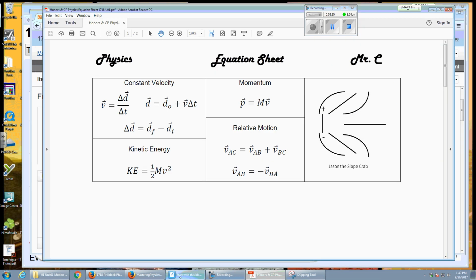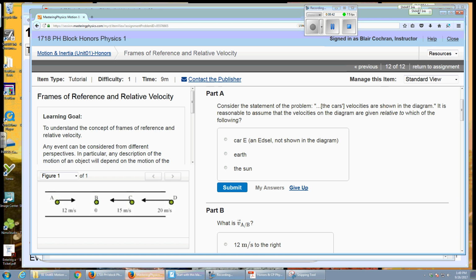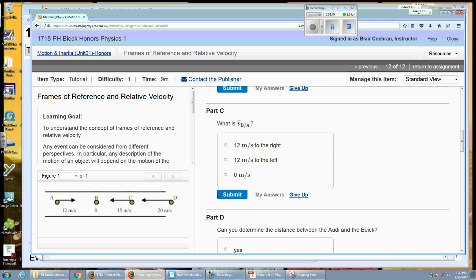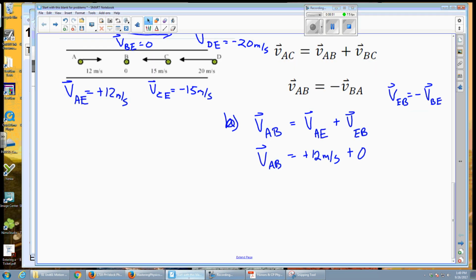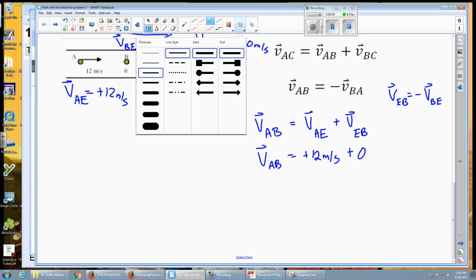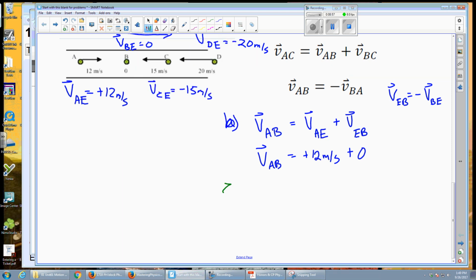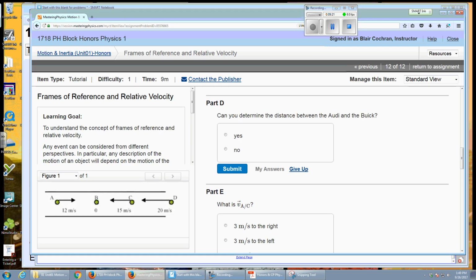Let's see, what else do they want us to do? I'll hit the right button sometime. That's part B. Part C, velocity of B with respect to A. Oh, we can do that, right? Because we know that second equation. So this would be part C, velocity of B with respect to A would just be the negative of A to B. Do we know A to B? Yeah, because we answered part B. Excellent. That part's done.